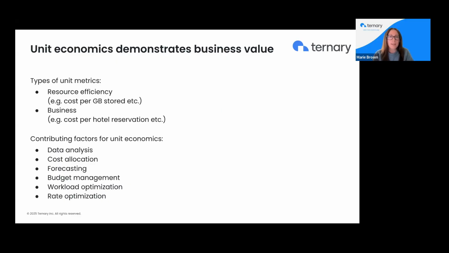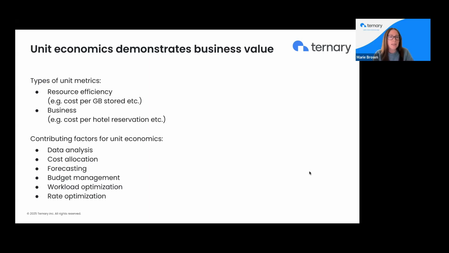When we talk about unit economics, there are two different types we often talk about. One is resource efficiency, an example being cost per gigabyte stored, but this could really be any cost per resource. That's often a building block and foundational component of where organizations start when they talk about unit economics. But then over time, they really want to focus on those business metrics, and these will be unique to each of your customers. A lot of times it may vary by the industry they are in or the business segment. So cost per hotel reservation, cost per airline reservation, things of that nature.